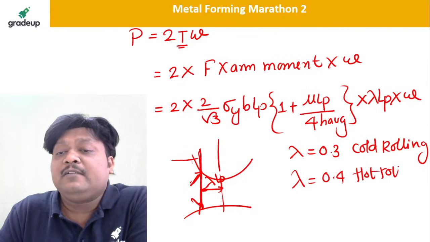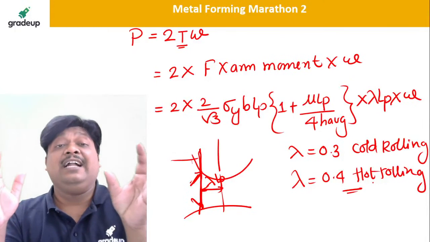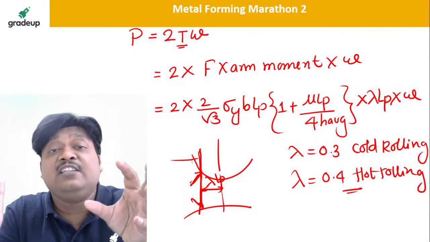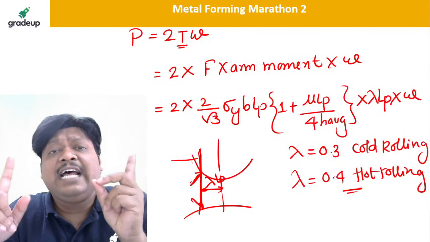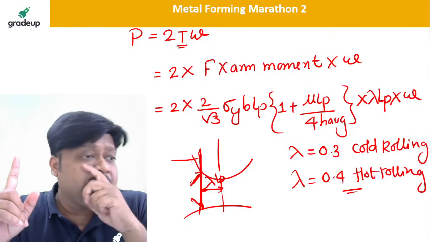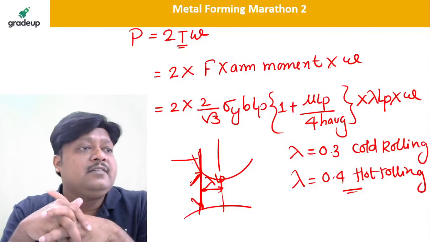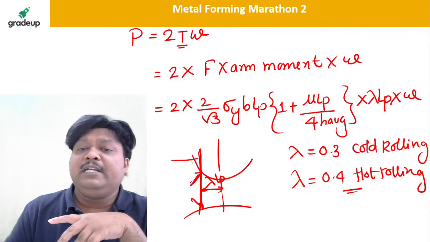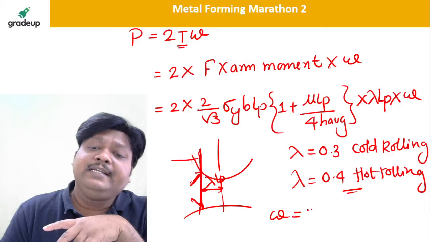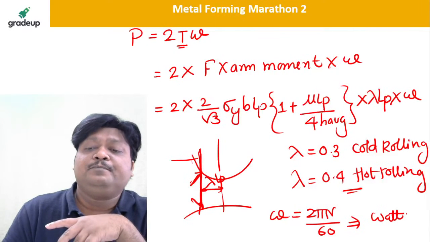You know very well. So yesterday I told you, unless and otherwise it is stated in the question, you have to take the rolling operation as a hot rolling operation, isn't it? So these are the formulas, dear students. Omega, we know omega is equal to 2 pi n by 60. You put the values there and you will get the total power.